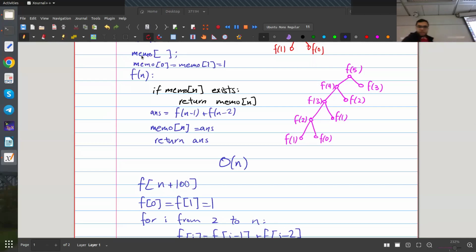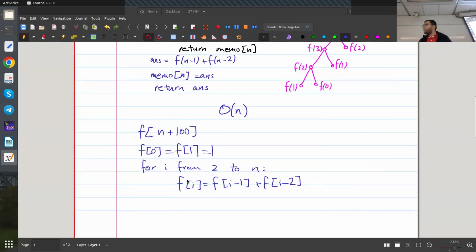But here, what I'm saying is that, well, if I look at all of my subproblems, f of 0, f of 1 to f of n minus 1, I know in which order I need to calculate them. I can calculate them from the smallest one to the largest one. So I just do it like this.